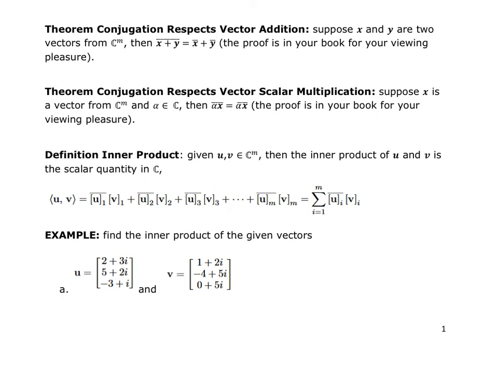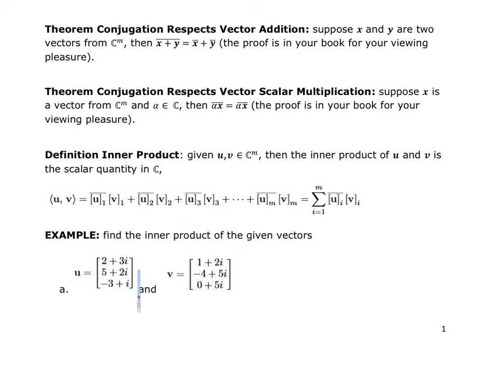The next thing we're going to do is talk about what the inner product is. So we're given two vectors, u and v, in the complex where my entries come from the complex numbers. Then the inner product is the scalar quantity where I have the conjugate of the first entry of my first vector multiplied by the first entry in my second vector. And when I do this, what ends up happening is I'm going to get a scalar quantity, which is going to be a complex number.